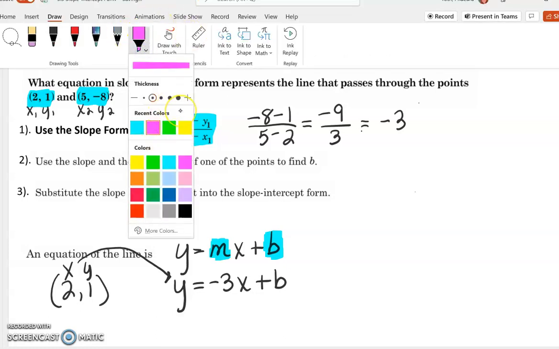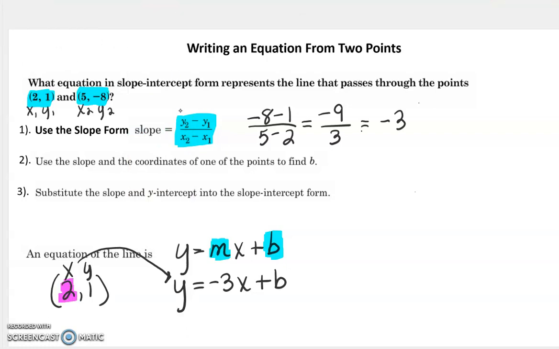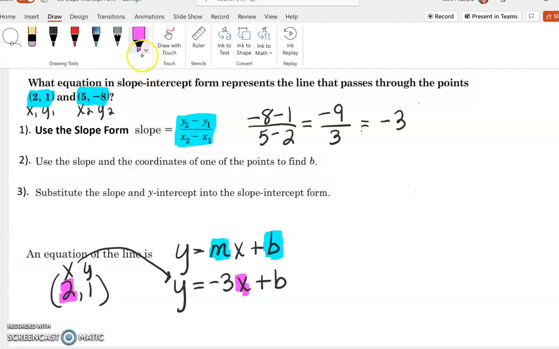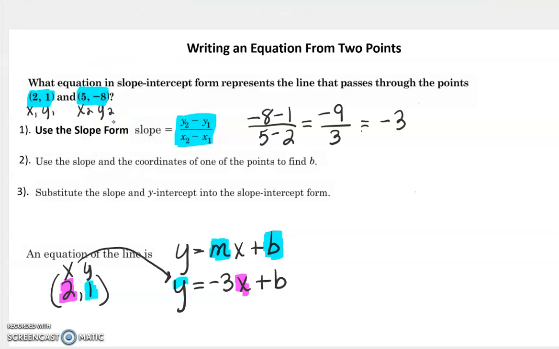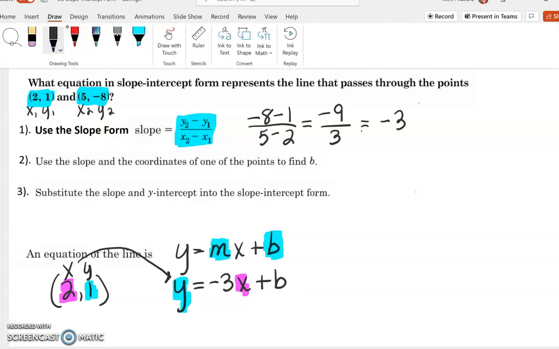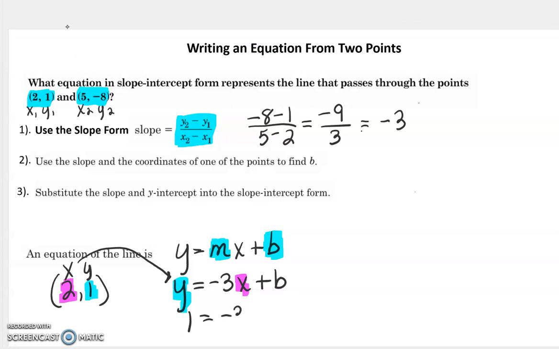Let's just use a different color here. I'm going to take this x and plug it in here. I'm going to take this y and plug it in here, and I'm going to solve for b. Okay, so watch how I do this. So y is 1, equals negative 3 times x, which is 2, plus b. Now let's solve for b.